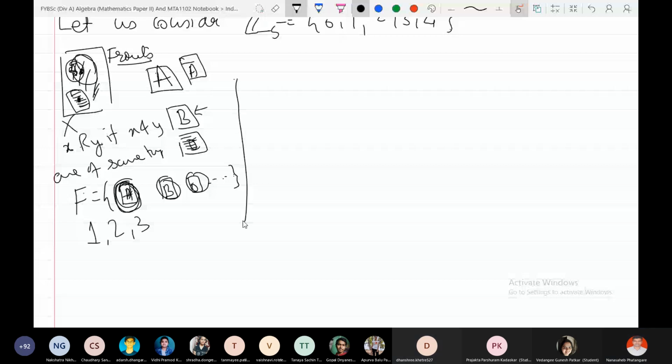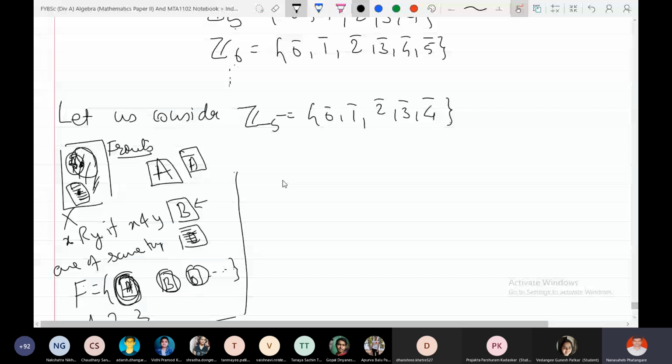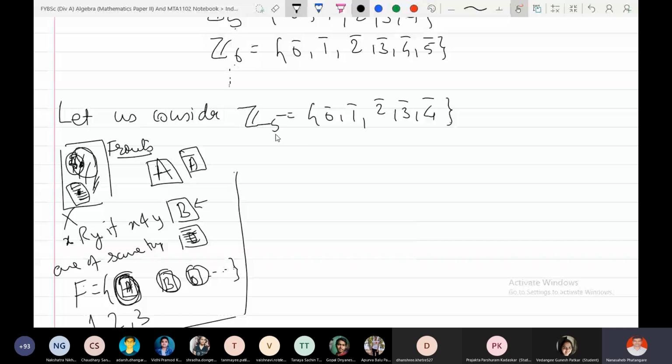Right, now what are my objects? What are the elements now of this set? 0 bar, 1 bar, 2 bar. These are elements now. Now I will not look at this as a set. Intuitively I know that these are sets, but now as I am looking at this Z5 as a set, the member of this set is 0 bar, another member is 1 bar, another member is 2 bar, and so on. So this set has only 5 members.